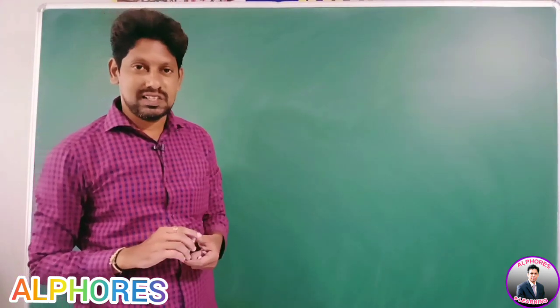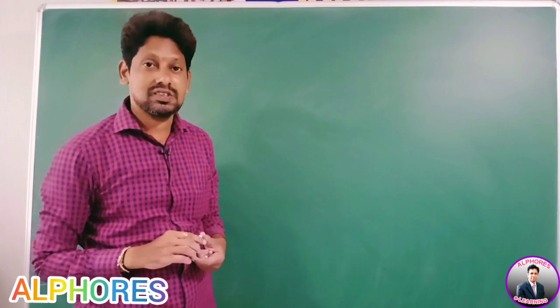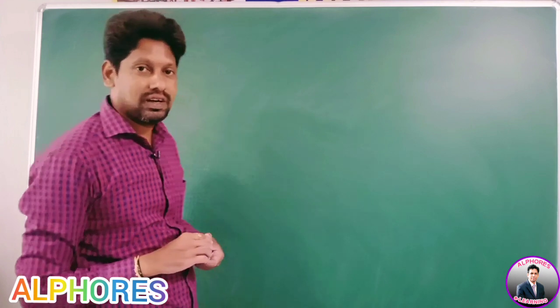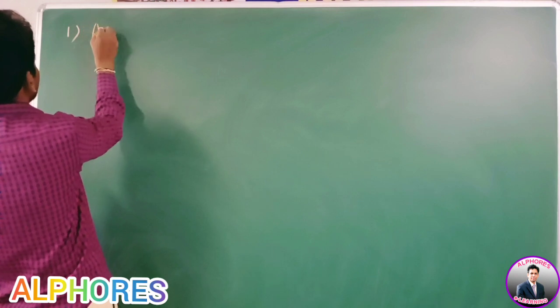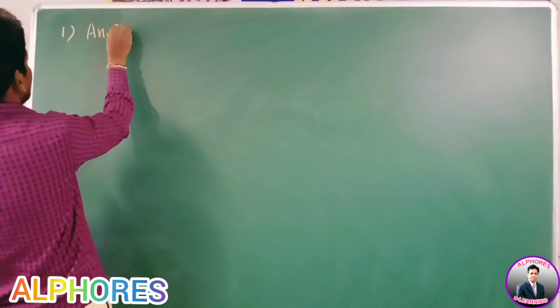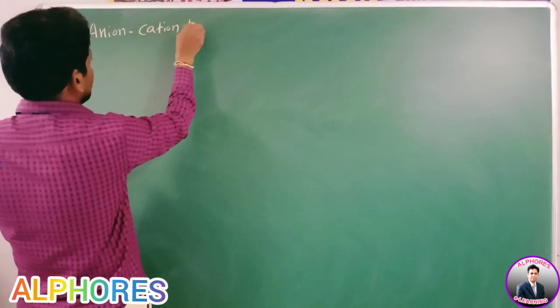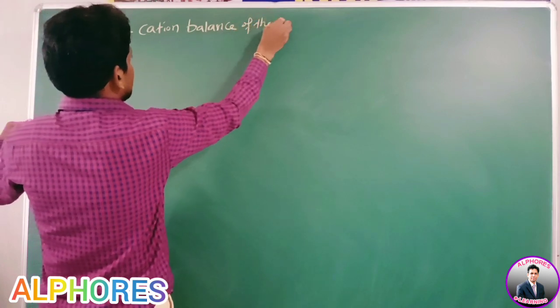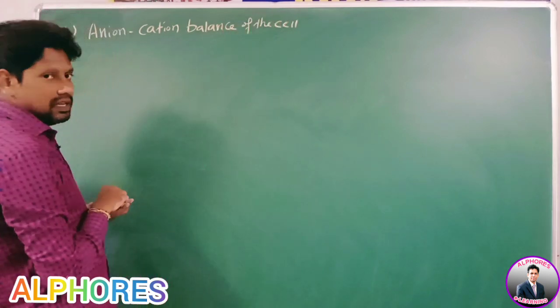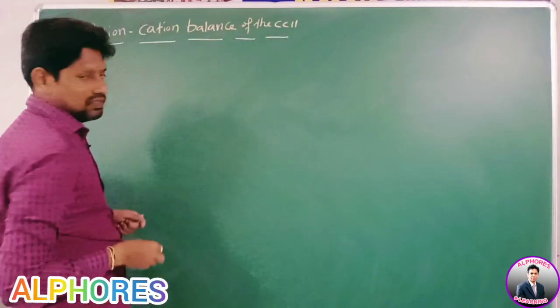Now we are going to discuss some important statements concerned with essential elements. Number 1, go for the first one. Anion cation balance in the cell, or of the cell, right?